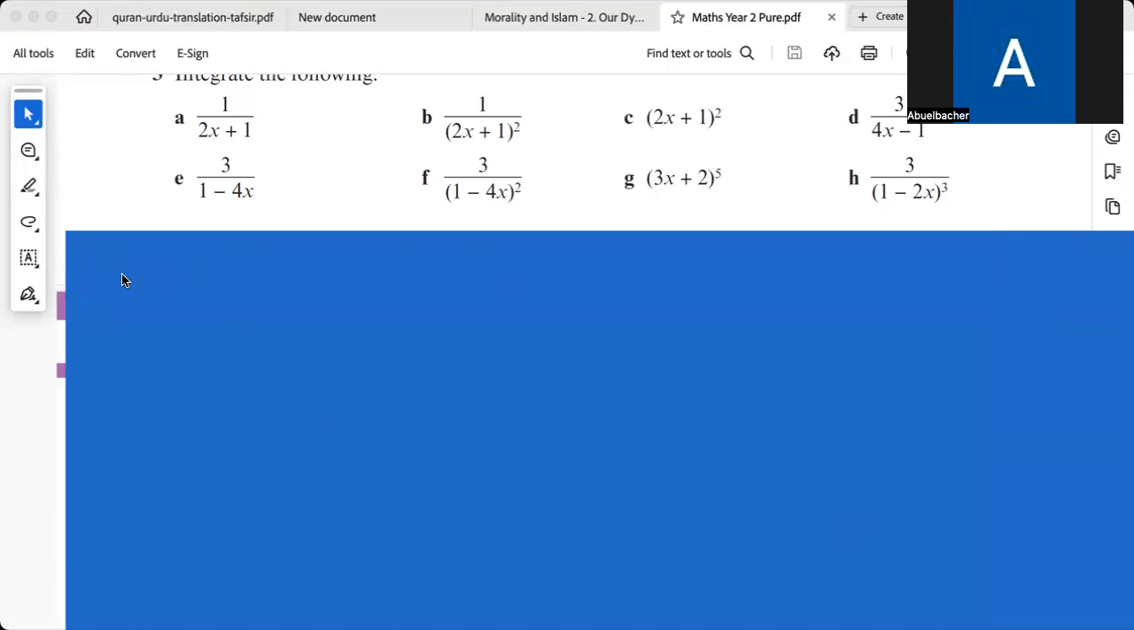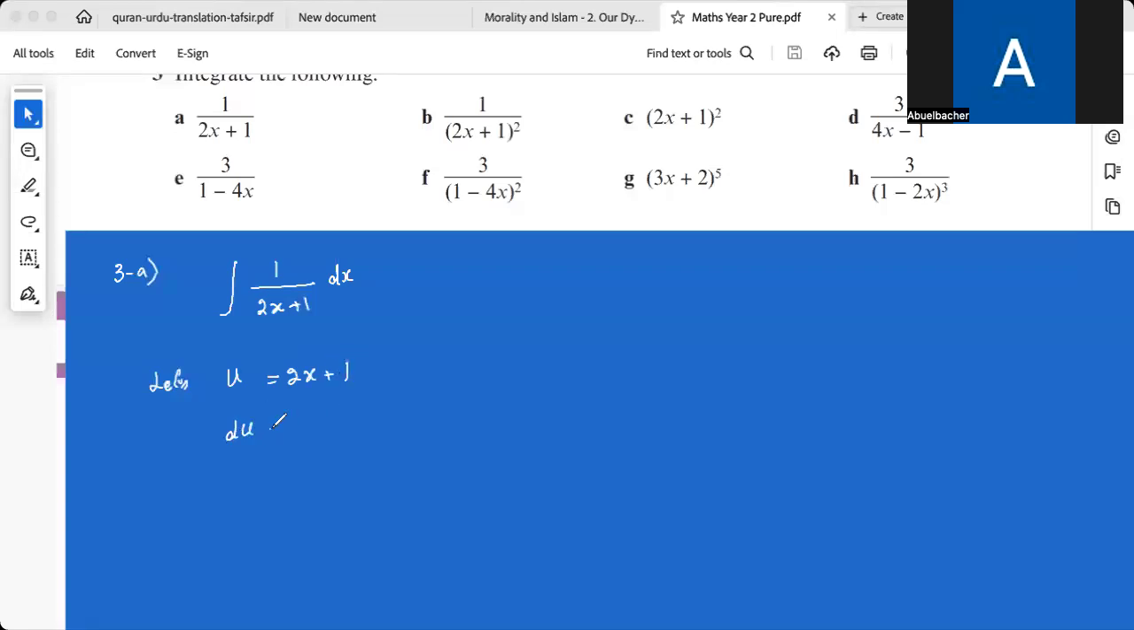Okay. Question 3a. So here we have the integral of 1 over 2x plus 1 into dx. Again, we can use the substitution. Let's use u is equal to 2x plus 1.